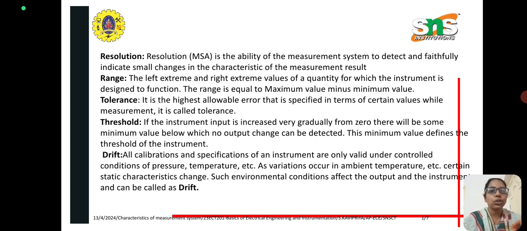And next is threshold. If an instrument input is increased very gradually from 0, there will be some minimum value below which no output change can be detected. This minimum value we call a threshold. And next is drift. All calibration and specification of instruments are valid only under controlled conditions of pressure and temperature. As a variation occurs in ambient temperature, certain characteristics even change. Such environmental conditions affect the output of the instrument, and we call it drift.